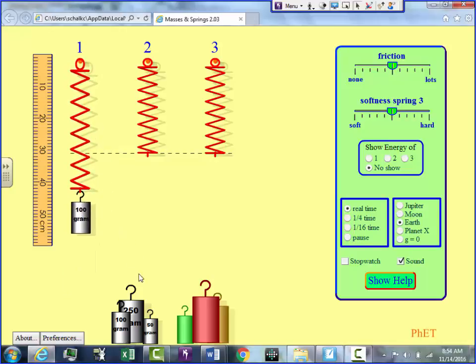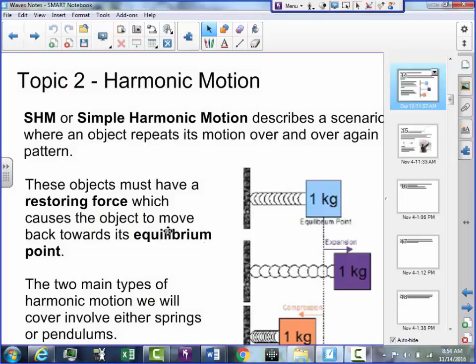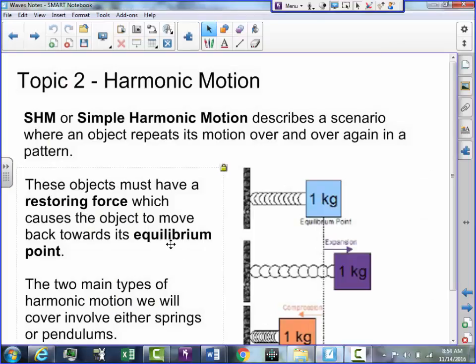Does that make sense? So, do you guys get the term equilibrium point? It's kind of like where normal balance would be. So if we had the pendulum, and the pendulum hung straight down, that would be equilibrium, and when I pull it out to the side, then it's not at equilibrium anymore.